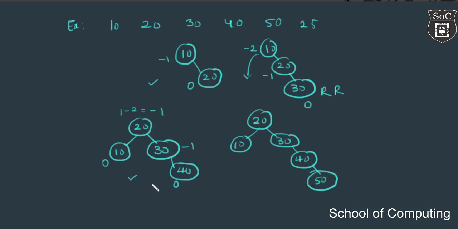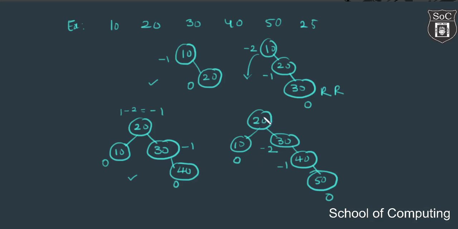So till this point it is fine, there is no imbalance. Let us calculate height at every node again. Height at 50, it's a leaf node, 0. Height at 10 is also 0. Height at 40, left minus right, 0 minus 1, it is minus 1. Height at 30, left side of 30 I don't have anything, 0 minus 2, height at 30 is minus 2.